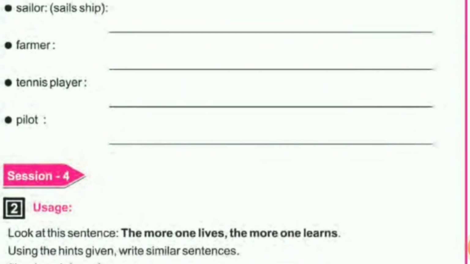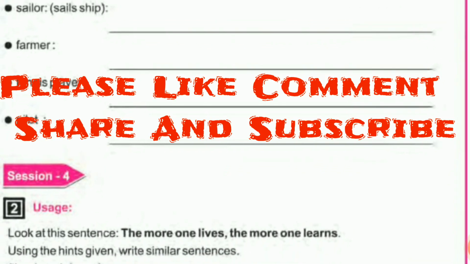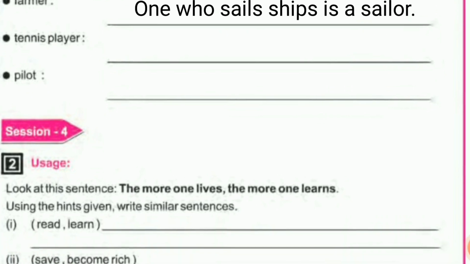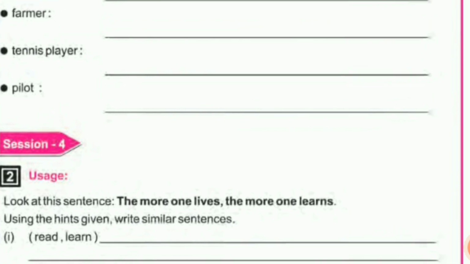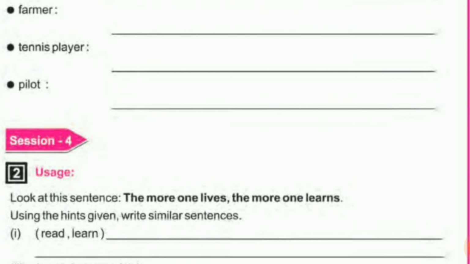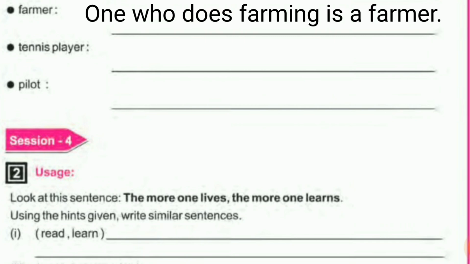Next, sailor. One who sails ships is a sailor. Then farmer. One who does farming is a farmer.